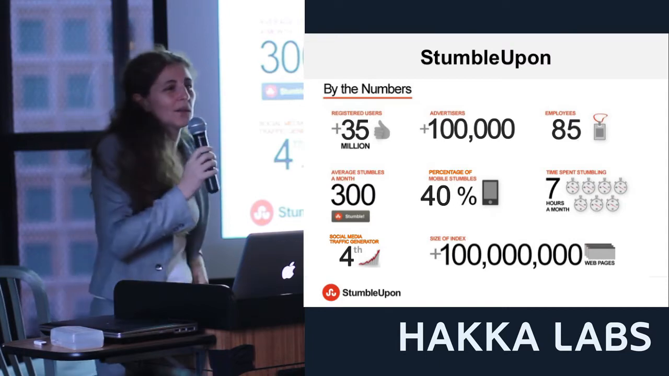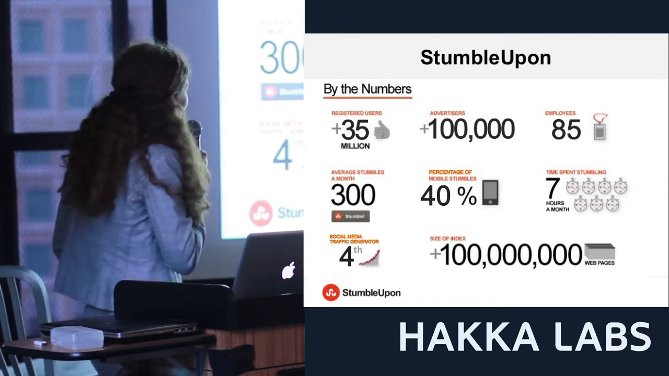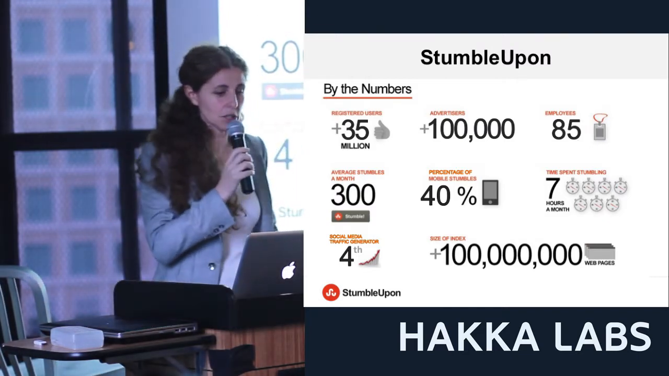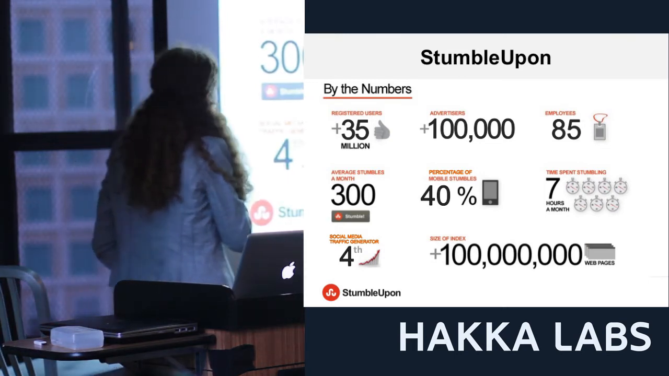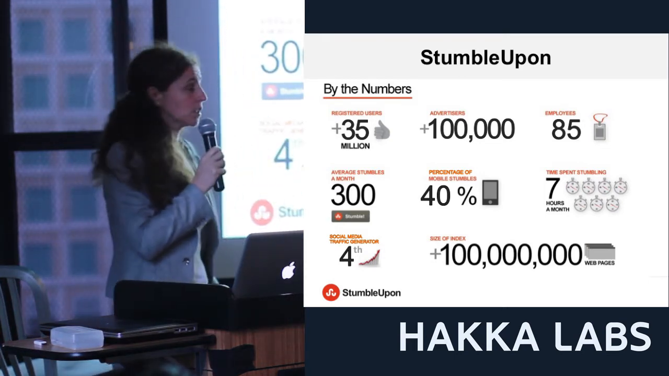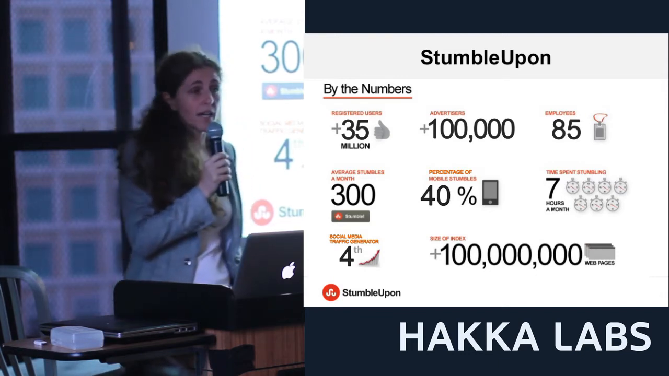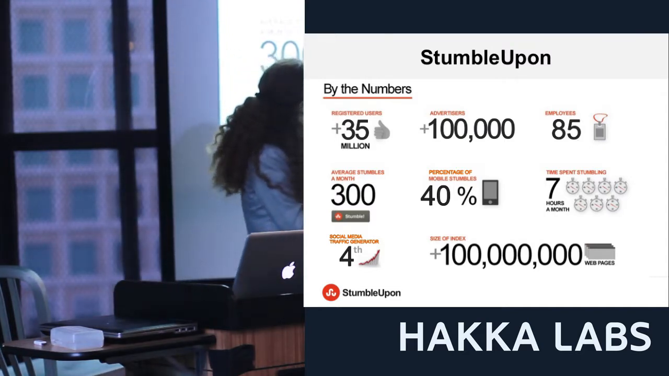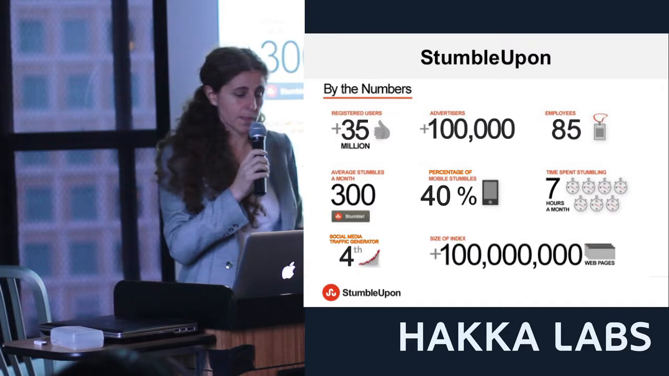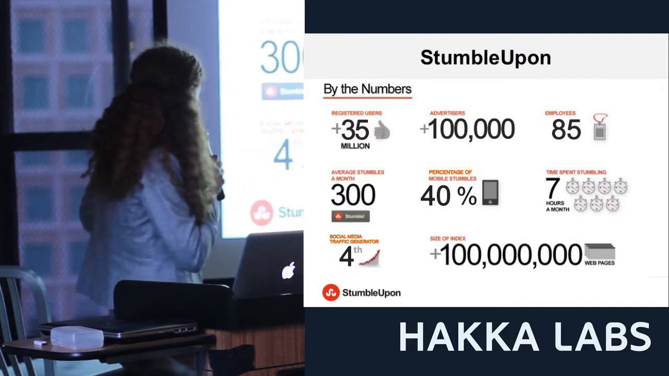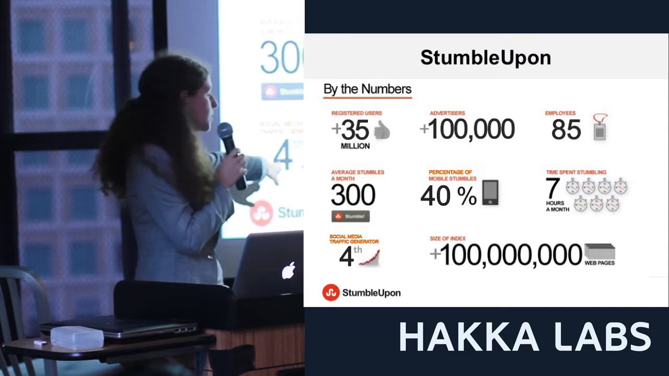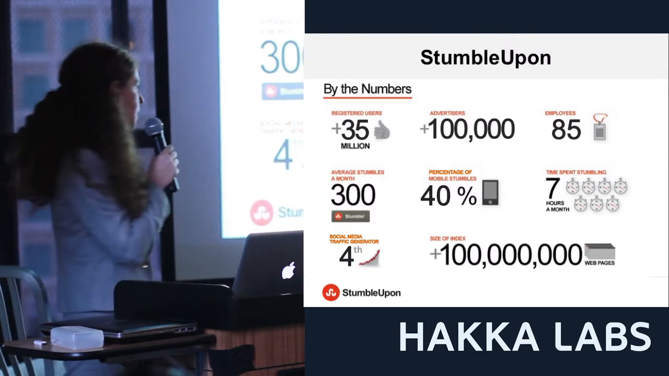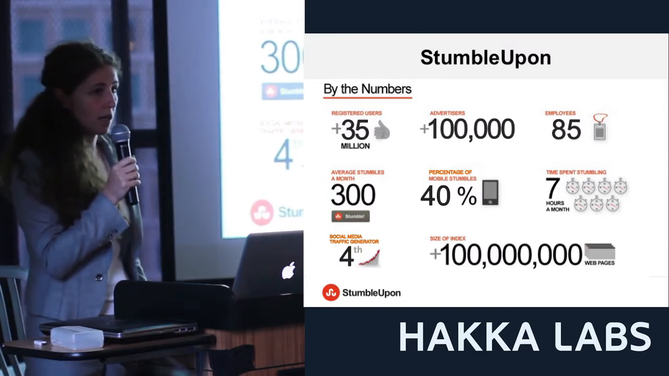As I told you, this is an old startup. And this is a startup in the sense of 85 employees. But we have a user base of 35 million registered users, 100,000 advertisers, and an index size of 100 million pages. And as a matter of fact, StumbleUpon is the 4th social media traffic generator. We actually generate more traffic than LinkedIn, than Google+.